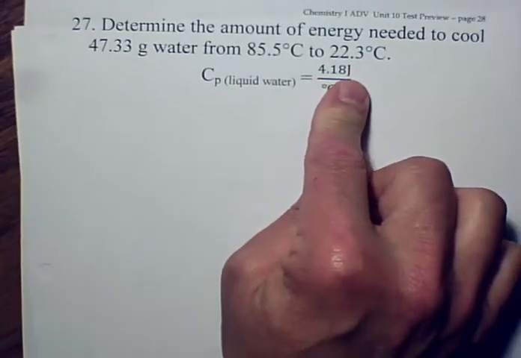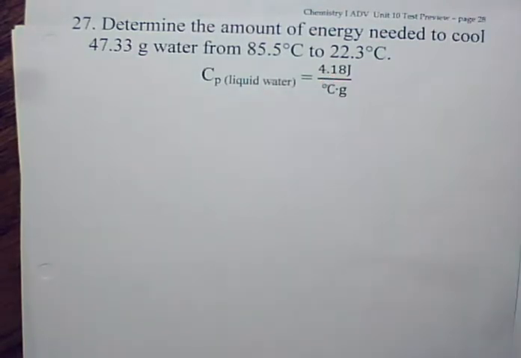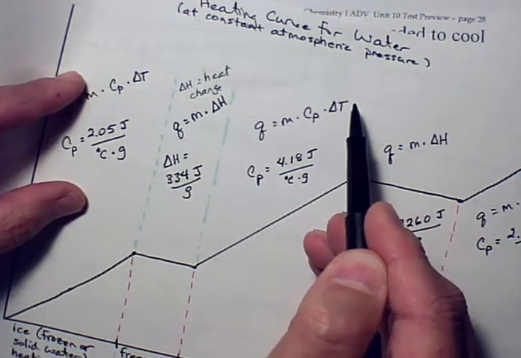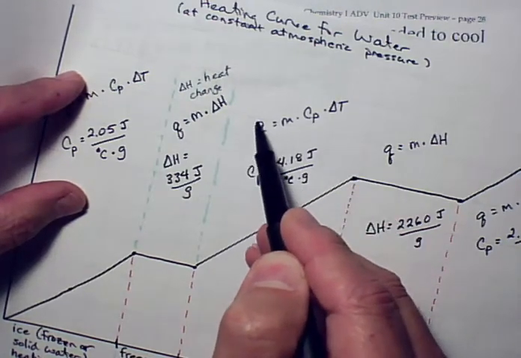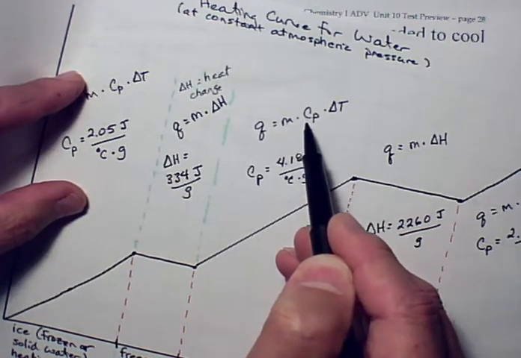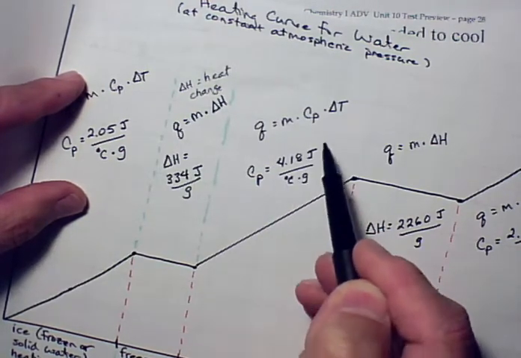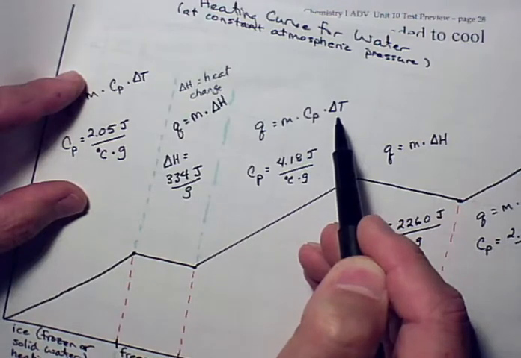Anytime you're changing temperature, and this is talking about changing temperature, you need the equation that has the change in temperature term in it. Q is the energy or heat energy, m is mass, specific heat or heat capacity is listed for you, and change in temperature.